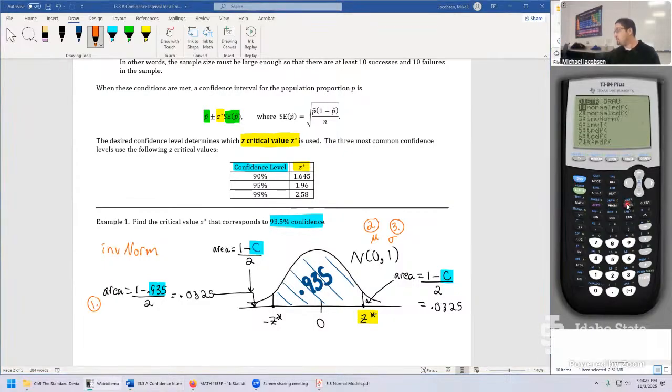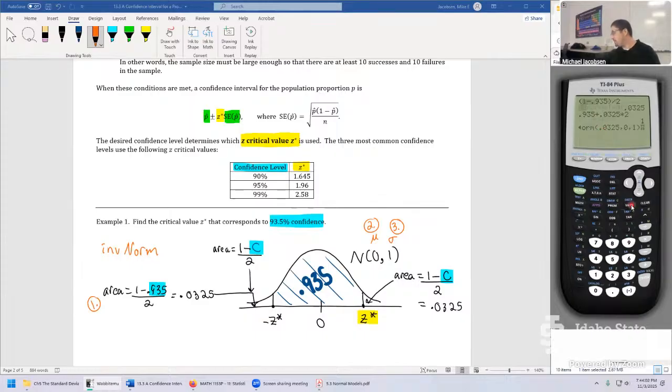So hit second vars. Really, it's like we're in chapter 5, section 4 once again. Go down to inverse norm. The area that I'm going to plug in, because this calculator only accepts left tail area, is 0.0325. And everyone's calculator could accept this. Just make sure you have left selected if it's a slightly fancier version of the TI-84. Mu we change to 0, sigma we change to 1. And that's what your calculator should look like.